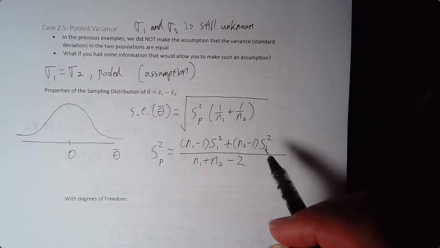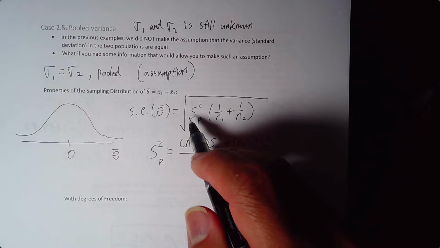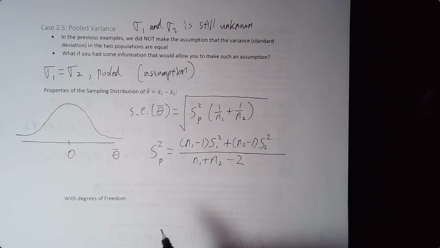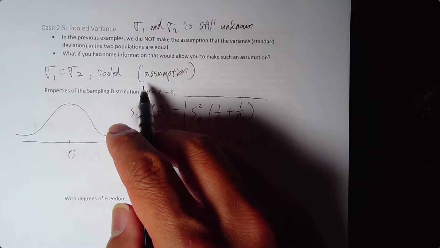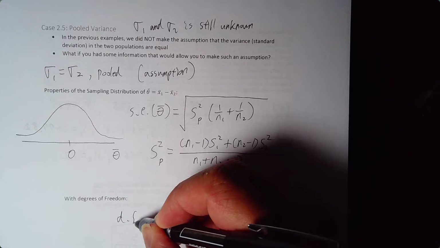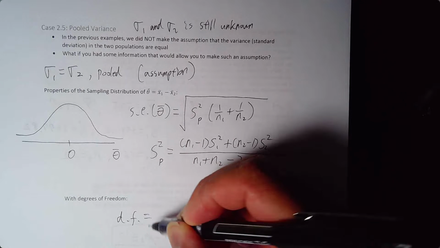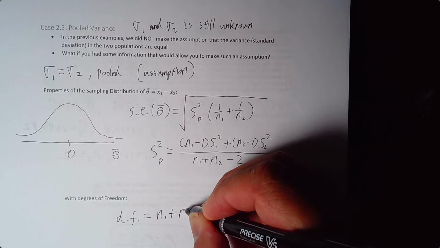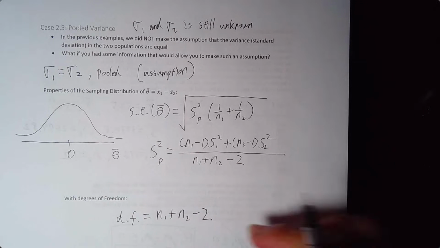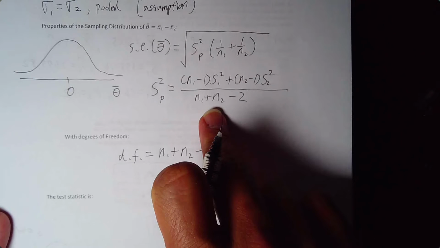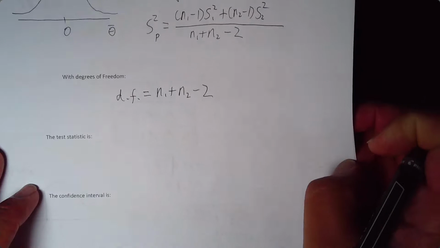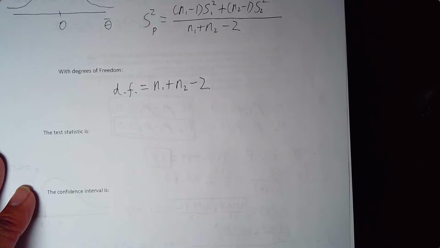And you might be thinking, that looks a lot more complicated than the previous standard error. But the benefit of making this assumption is that the degrees of freedom simplifies dramatically. The degrees of freedom is simply n1 plus n2 minus 2. Much easier than before. I would argue that this formula is easier than the degrees of freedom formula in the previous case. That was the hard part.